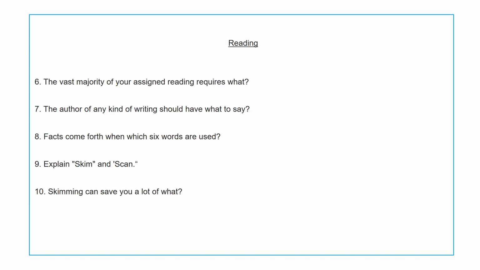Then ten, skimming can save you a lot of, I don't want to hear, money at the gas pump or tax during tax return time. No, skimming can save you a lot of what? If you remember the writer, he said it was two things actually. Look at the best one of those two things. Okay.